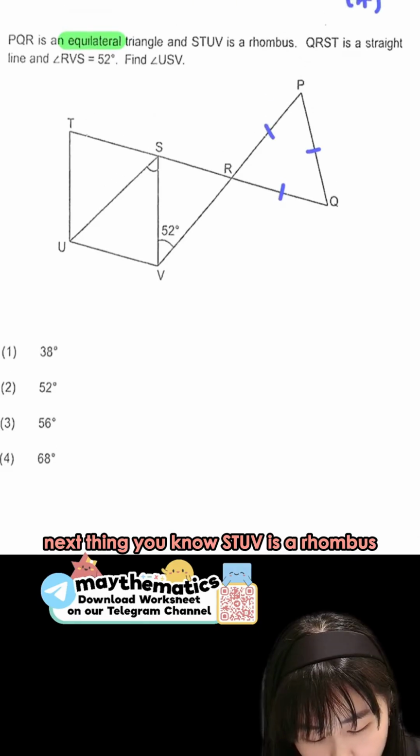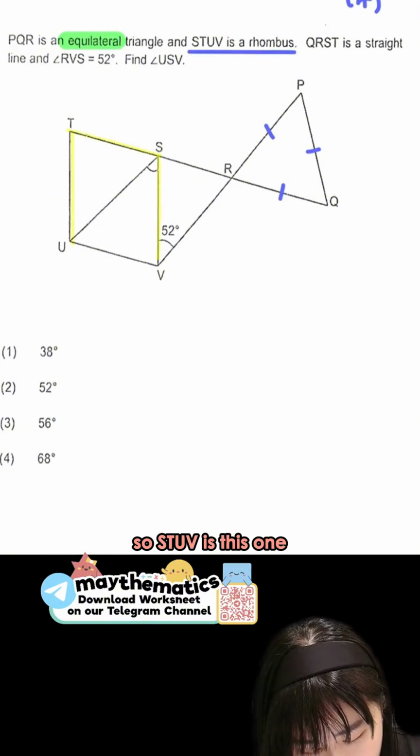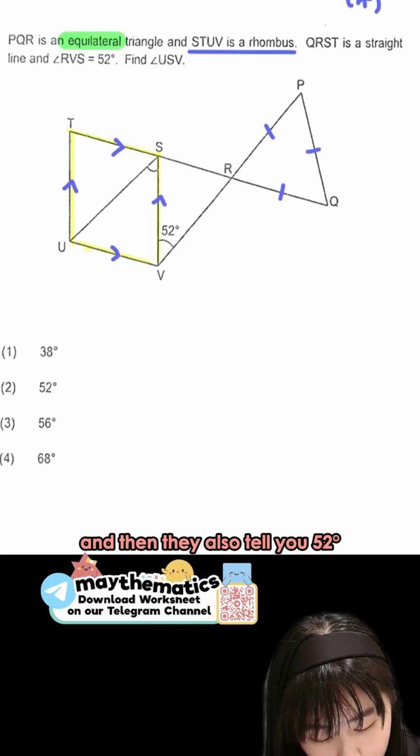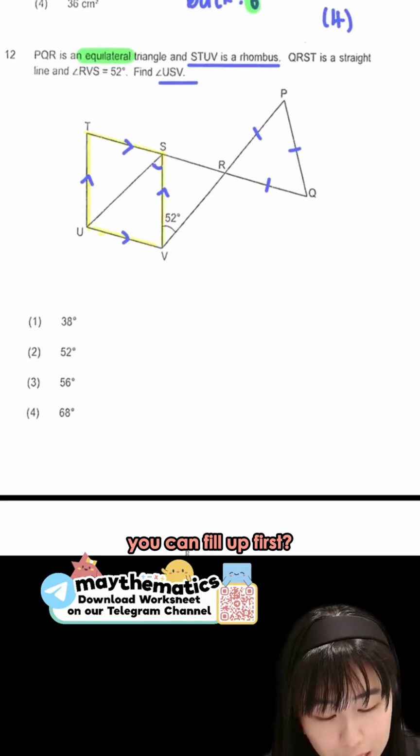Next thing, you know STUV is a rhombus. So STUV is this one, like this, like this, like this. You know they're parallel. And then they also tell you 52 degrees and they tell you to find USV. Okay, so what are the things you can figure out first?